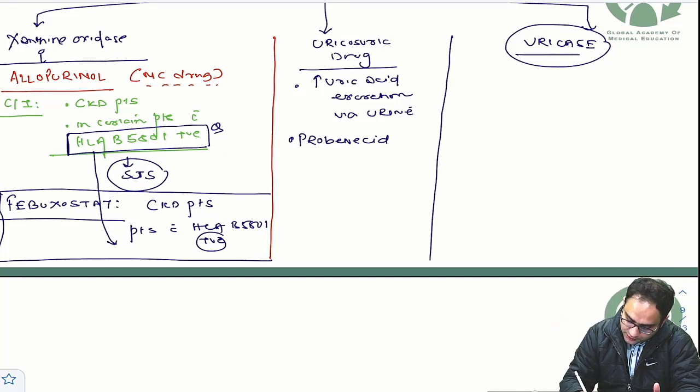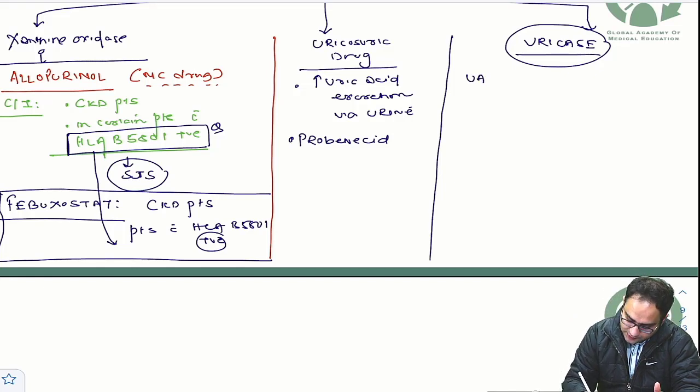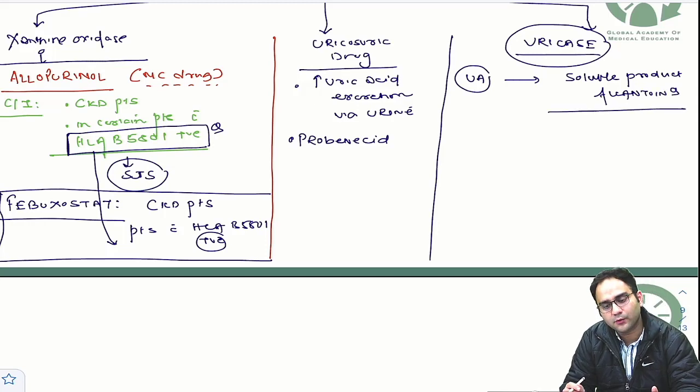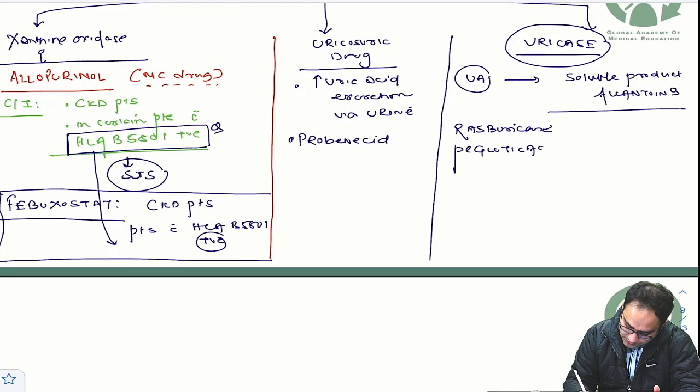Now we come to something known as uricase. So what are uricase? Uricase basically convert uric acid to a more soluble product known as allantoin. So what are the drugs that we have? We have rasburicase and pegloticase.